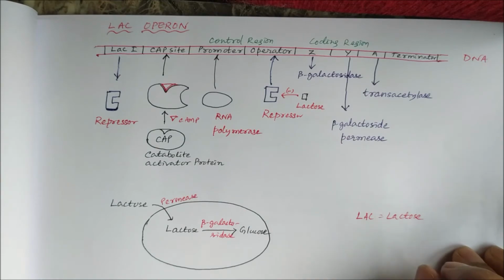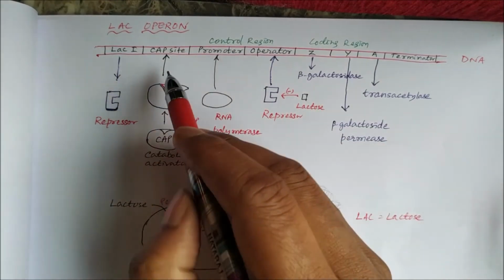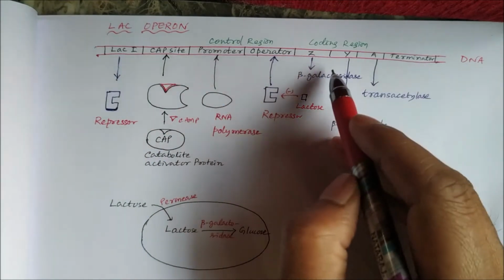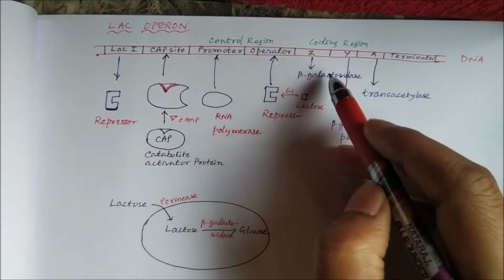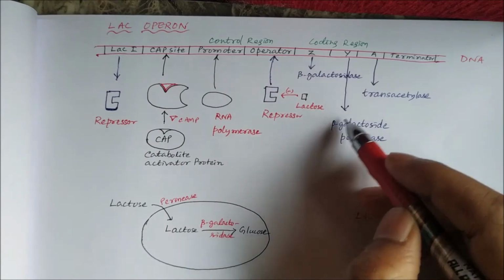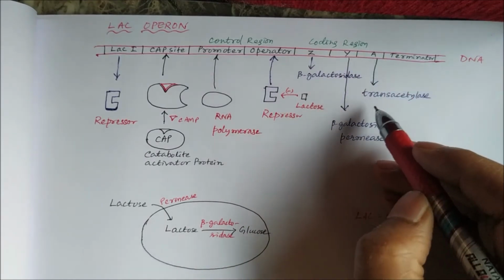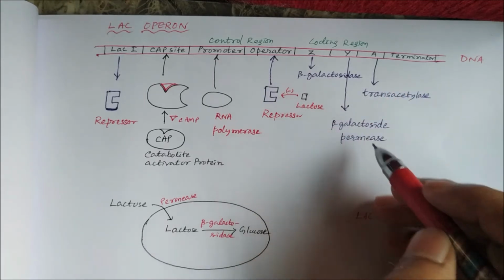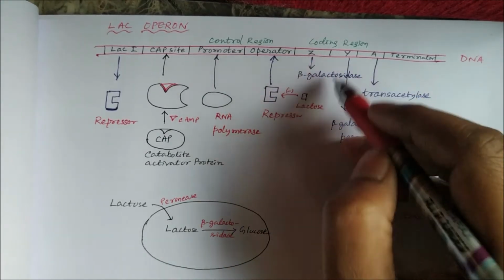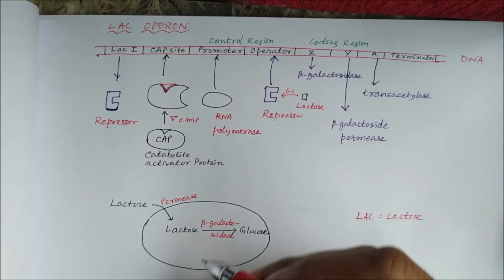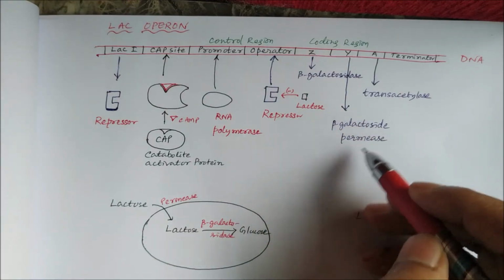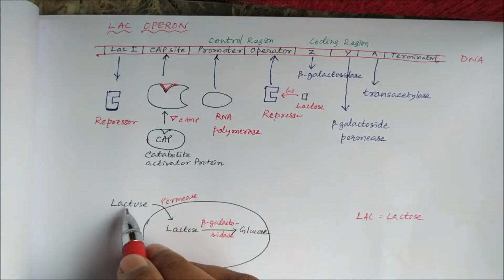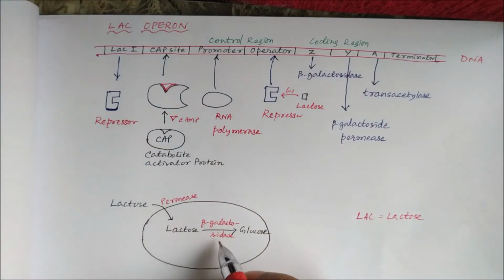This is the example of the lac operon, and as we have discussed, it consists of three structural genes: lac Z, lac Y, and lac A. Lac Z produces the enzyme beta galactosidase, lac Y produces beta galactoside permease, and lac A produces the enzyme transacetylase. Beta galactoside permease and beta galactosidase are required for lactose metabolism. Permease is required for the permeation of lactose into the bacterial cell, and then by the action of beta galactosidase, lactose is degraded to glucose and galactose.